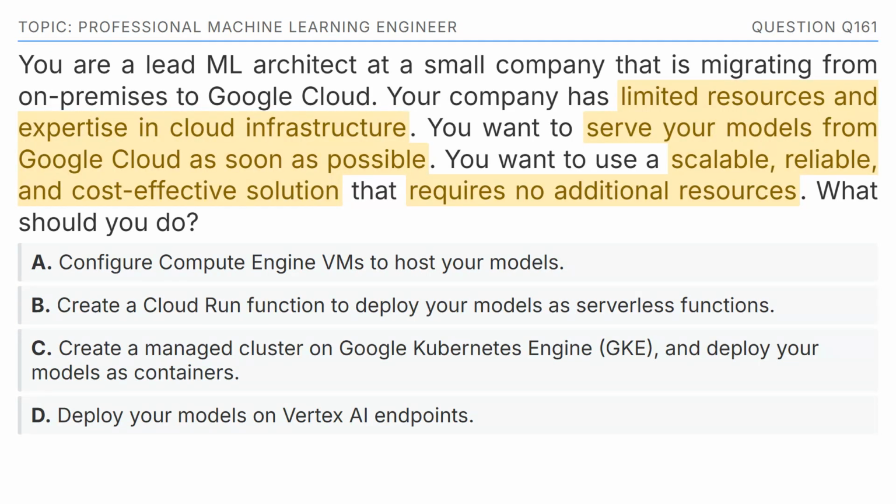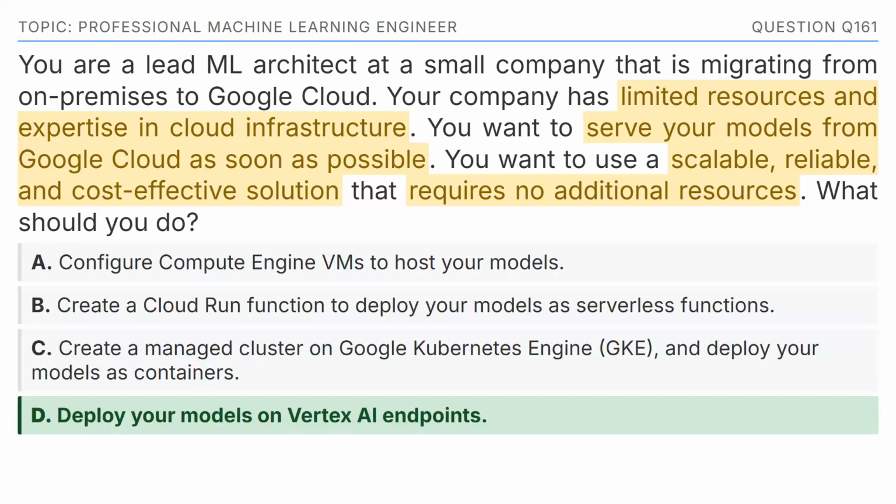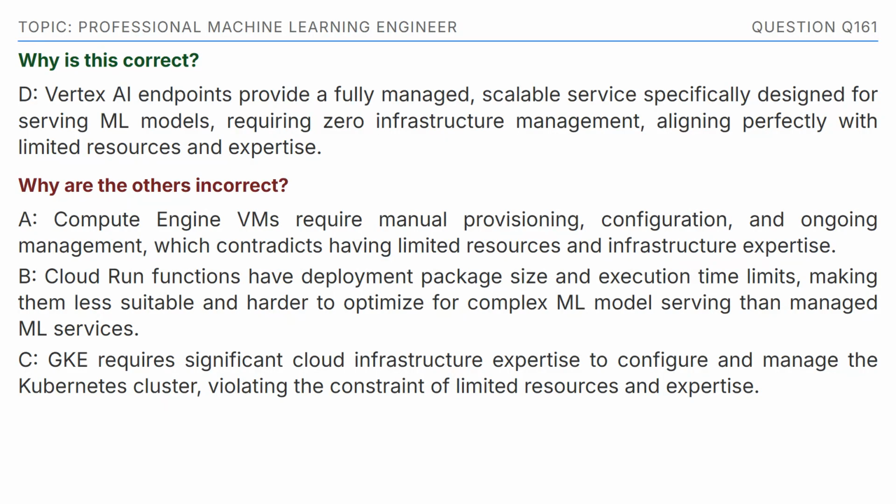To arrive at the correct answer, we focus on the keywords: limited resources and expertise in cloud infrastructure, serve your models from Google Cloud as soon as possible, scalable, reliable, and cost-effective solution, requires no additional resources. The correct answer is option D, deploy your models on Vertex AI endpoints. Why is this correct? D. Vertex AI endpoints provide a fully managed, scalable service specifically designed for serving ML models, requiring zero infrastructure management, aligning perfectly with limited resources and expertise.